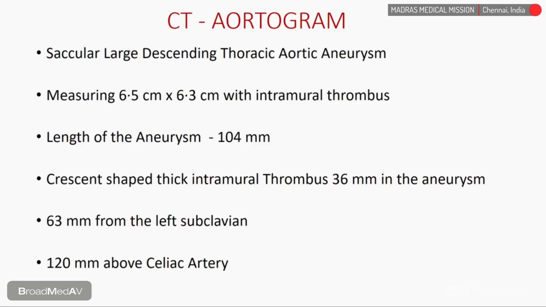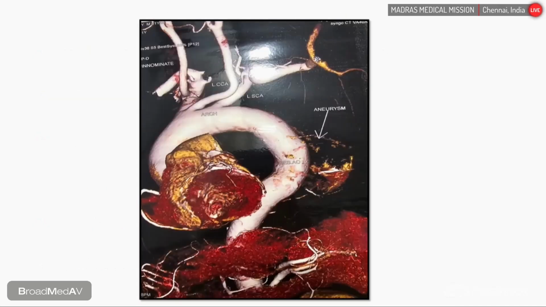Any thoracic aneurysm more than 5.5 needs to be dealt with, and since this was 6.5 by 6.3, the chance of rupture is high and it needs endovascular closure. The length of the aneurysm was 104 millimeters. The diameter was 6.5 by 6.3 at the maximum expansion point, and there was a crescent-shaped thick intramural thrombus, 36 mm in the aneurysm. It was 63 mm away from the left subclavian and 120 millimeters above the celiac artery, giving us good landing zones above and below.